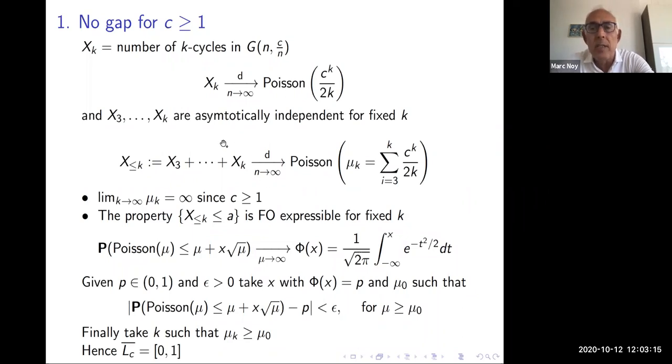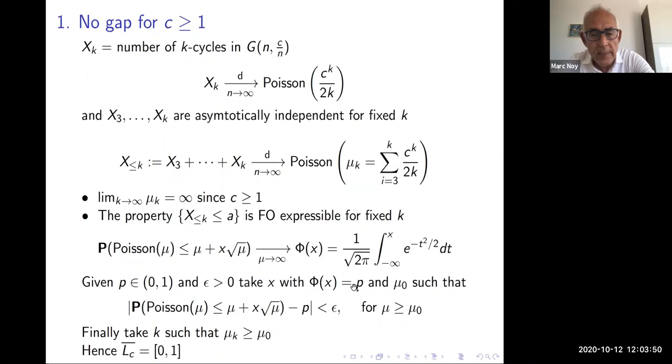So we have a sequence of discrete distributions, and by the central limit theorem, they converge to a continuous distribution. Now, we want to show that every number p can be approximated by limiting probabilities of first order properties. So I take my p and I take an epsilon, which will be the error. Because this is continuous and this function covers all the values between 0 and 1, there is an x such that this error function is equal to p.